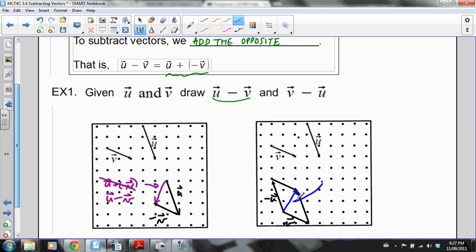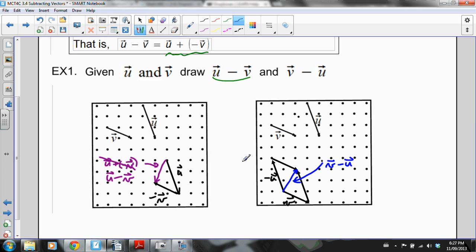That vector right there is v plus negative u, or v minus u. One thing I want to mention here, these two vectors aren't equal. Right? Watch. I'm going to grab this one. They're the same length, but they're in opposite directions.